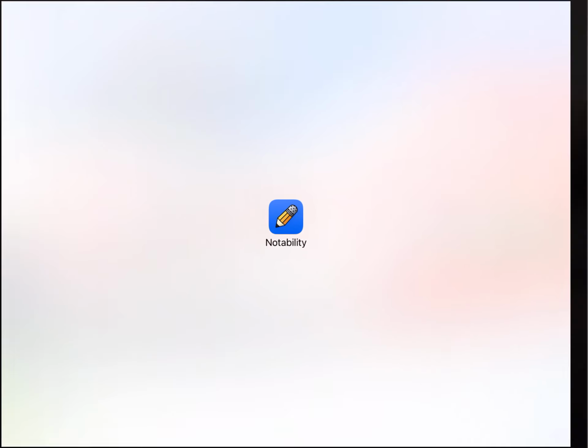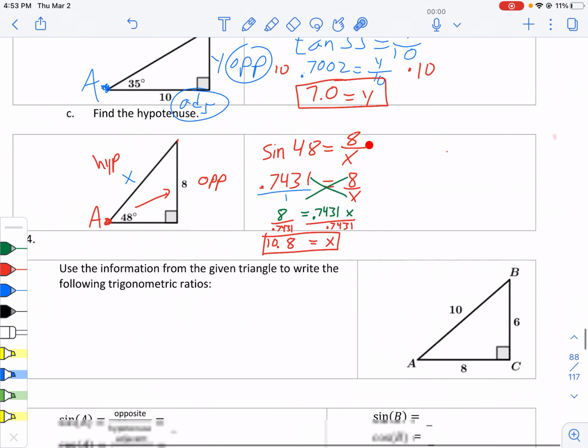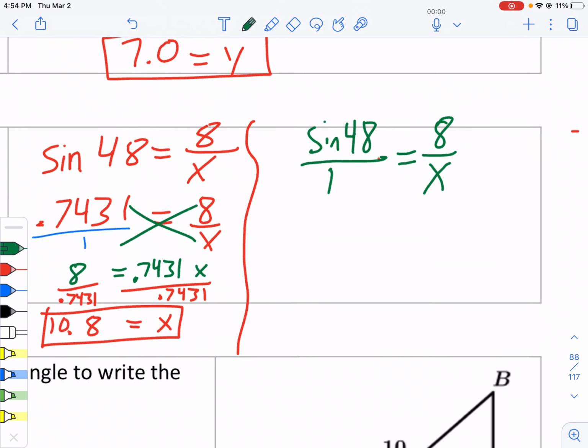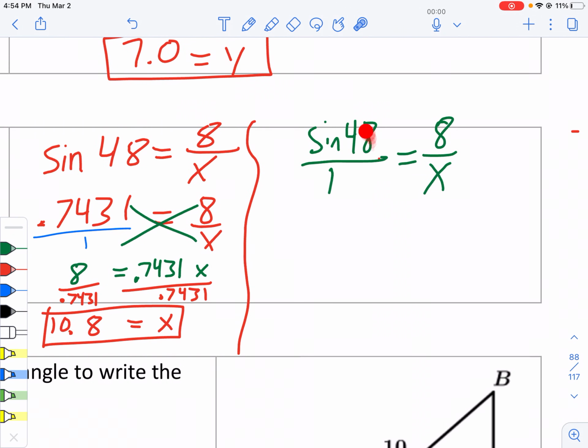Okay? All right, one last little note here, all right? You might notice here that we never really needed this. We could go like this. We can say the sine of 48. Once you're okay with the fact that the sine of 48 is just a decimal number, we could leave it as a sine of 48. So this is some decimal number over 1 equals 8 over x. Okay, so here's one shortcut you can kind of use. We can just leave it as the sine of 48 times x, or x times the sine of 48, equals 8 times 1, which is just 8.